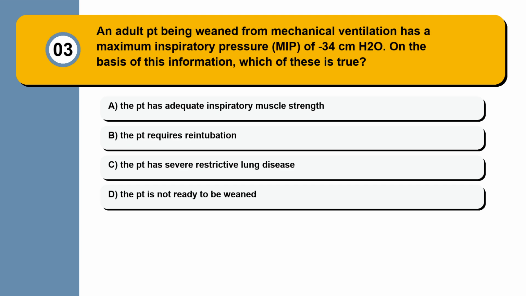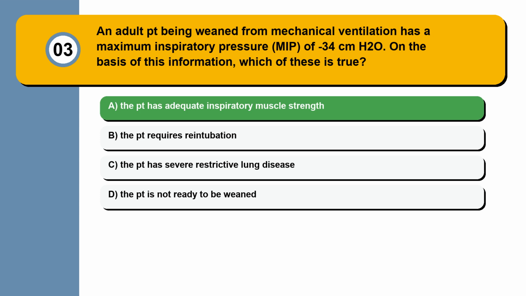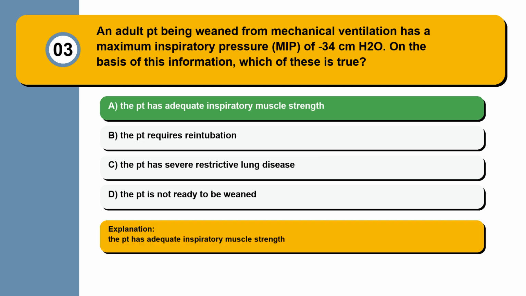Question 3. An adult patient being weaned from mechanical ventilation has a maximum inspiratory pressure, MIP, of -34 cmH2O. On the basis of this information, which of these is true? The patient has adequate inspiratory muscle strength. The patient requires reintubation. The patient has severe restrictive lung disease. The patient is not ready to be weaned. The answer is: the patient has adequate inspiratory muscle strength.